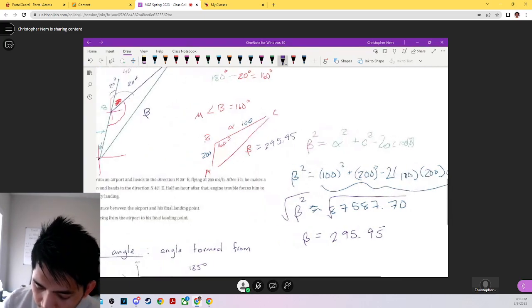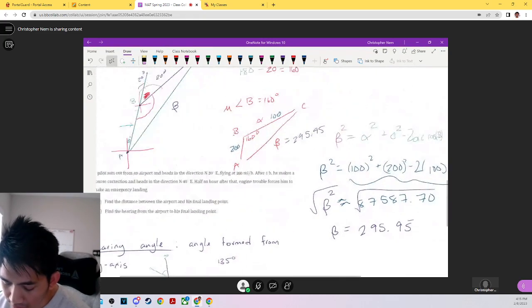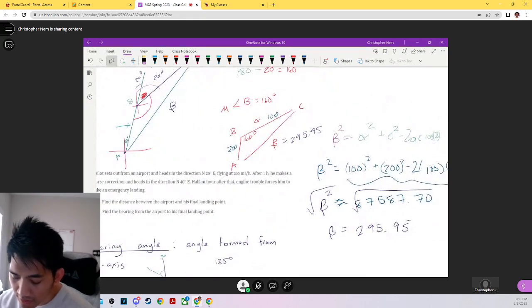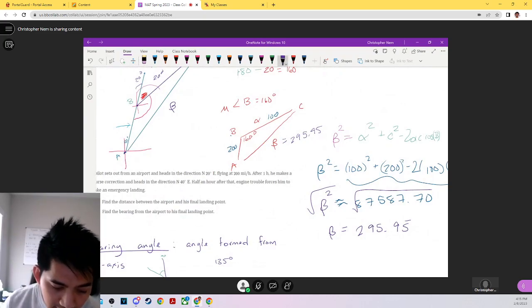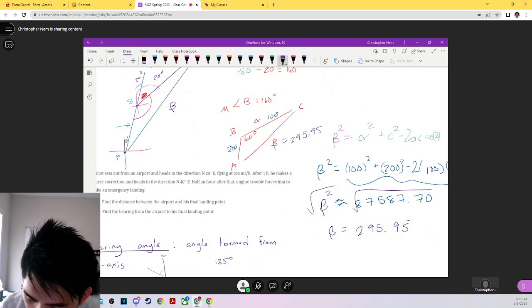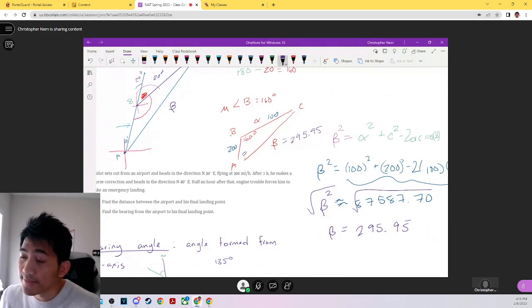All right. Now, for the last part, you can find the bearing from the airport to his landing. You can solve for that angle measurement if you would like to. If you want to solve for the angle measurement, it's just right here. Just solve for that. You can use law of sine afterwards because you have enough pieces for your triangle to do that. Or you can use law of cosine again. Up to you. Whatever works for you.